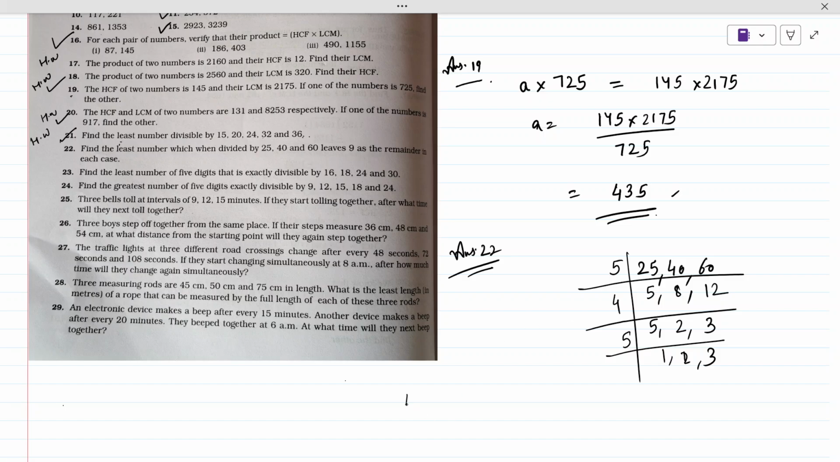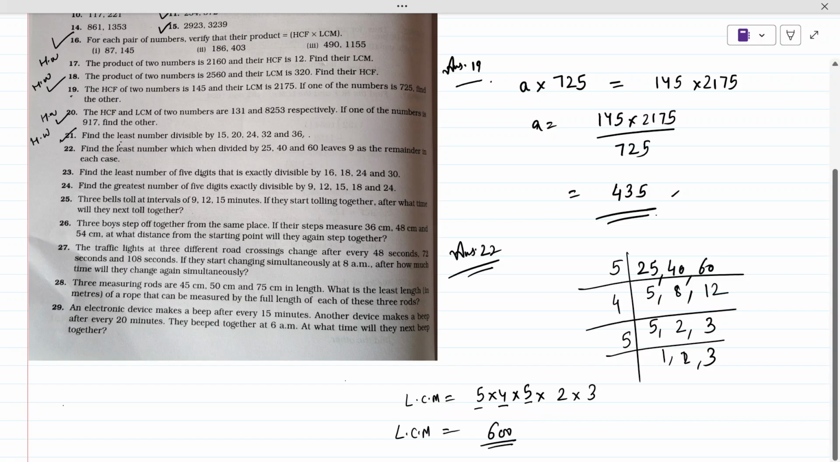So what will be the LCM? LCM will be 5 into 4 into 5 into 2 into 3. Right? 5 into 5 is 25, 25 into 4 is 100, 100 into 6 is 600. So the LCM is 600.